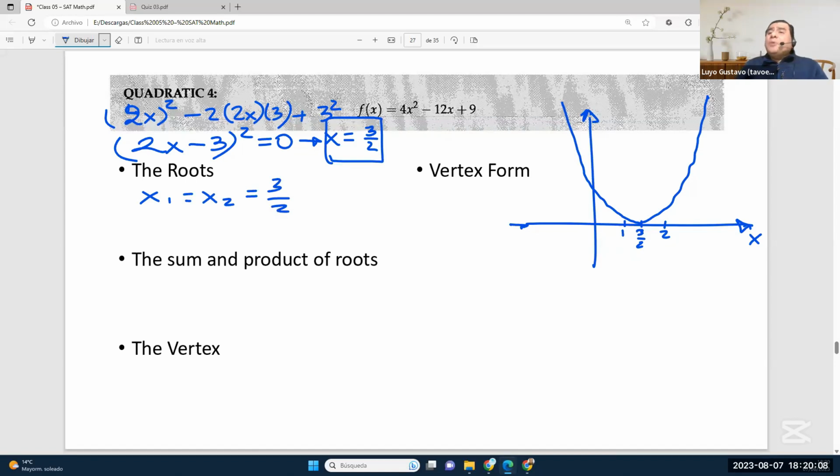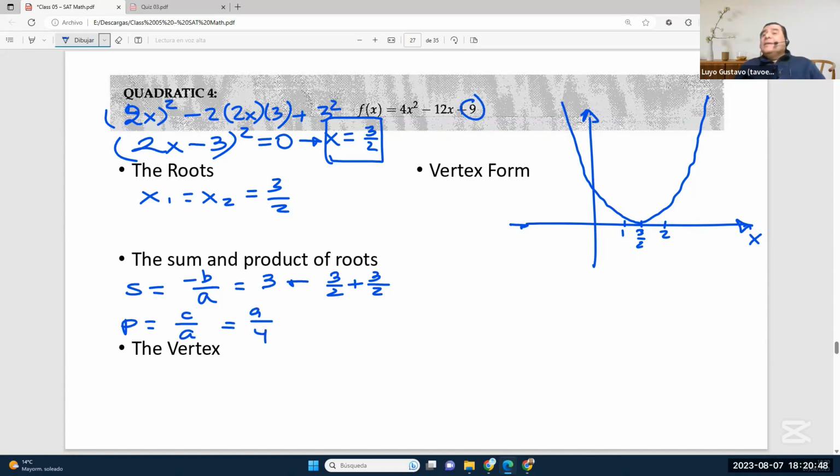What is the sum and product of the roots? Imagine that you have two identical roots with the same value. So what would be the sum? Okay, you could add them or simply use the formula. Sum equals negative b over a. In other words, 12 over 4 or 3. It's exactly the same if you add the two roots, right? 3/2 plus 3/2, two identical roots, you get just 3. And the product is c over a. So c is 9. 9 over 4 is the product.